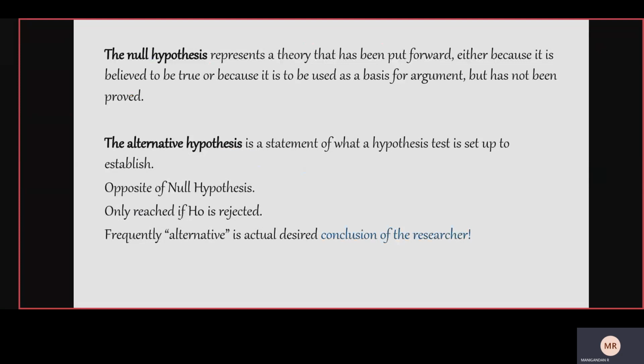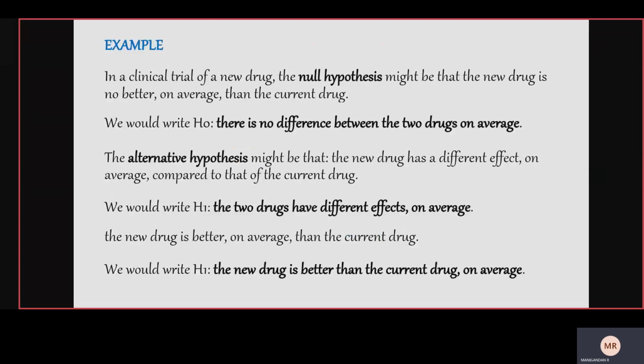Next, the example. What examples do we need to give for this hypothesis? First one is a clinical trial of a new drug. The null hypothesis might be that the new drug is no better on average than the current drug. How can you write this? There is no difference between the two drugs on average. This is the example, the research problem.